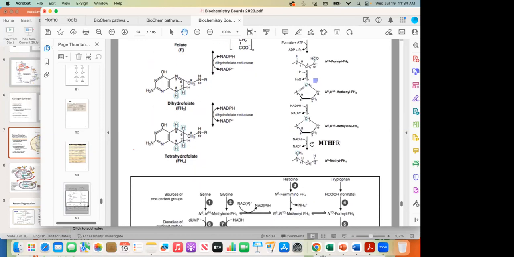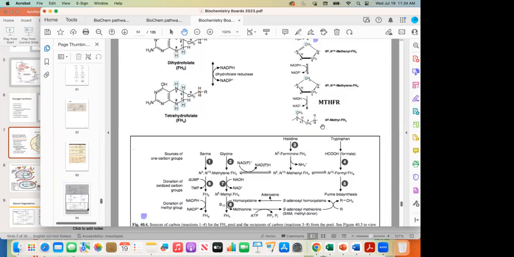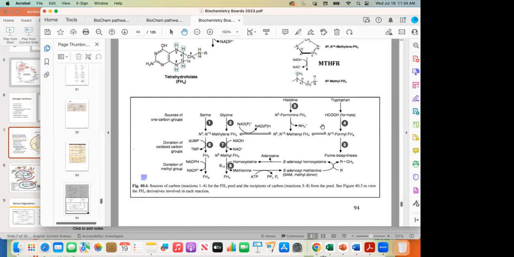And then bingo, we see the MTHFR conversion right here from this methylene FH4 to N5 methyl FH4. So this is the step that if you have an MTHFR defect, whether it's partial or complete, it can affect this folate pathway in the body. And this is where we could potentially see some birth defects or even just adult issues with B vitamin processing, especially if it's not already methylated when we take it in.